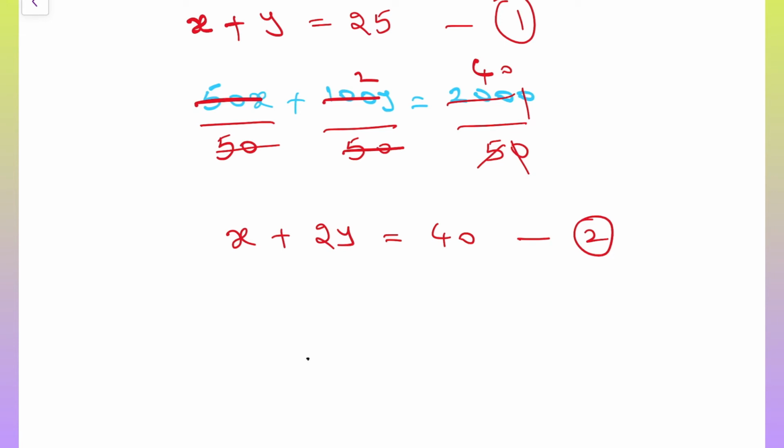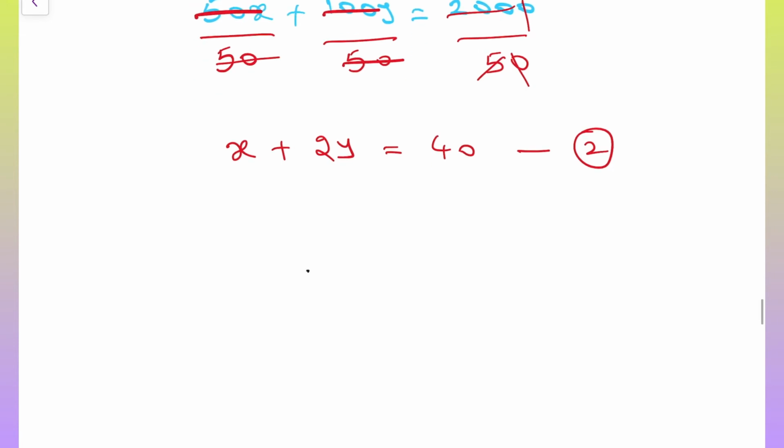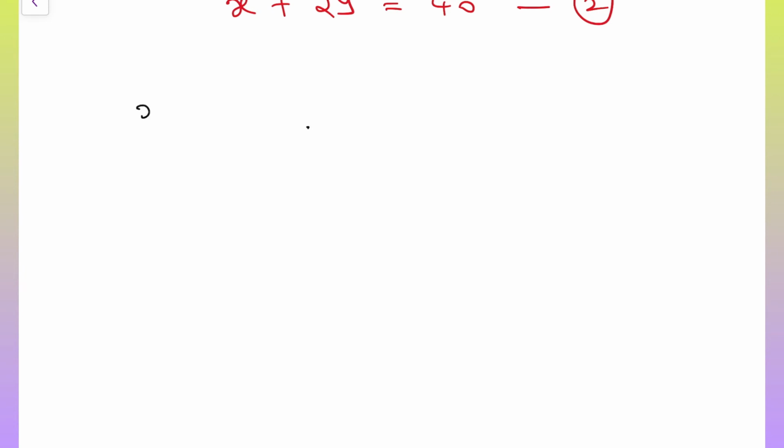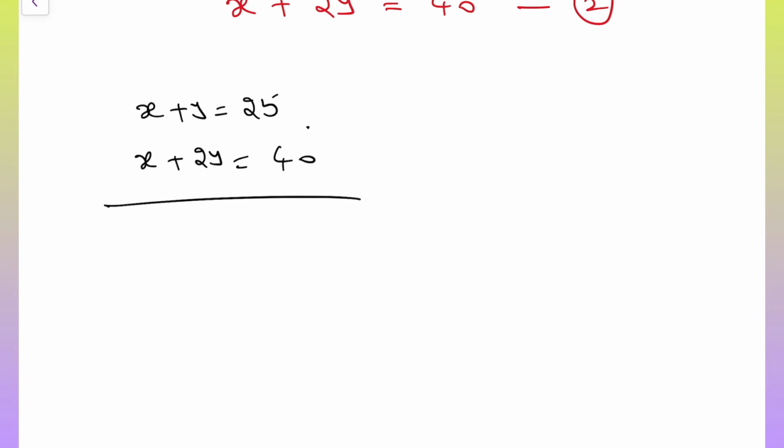So now our duty is solving both the equations. The first equation is x plus y equals 25. Coming to the second equation, x plus 2y equals 40. Here both x are plus, so I am doing subtraction. So this is minus, this is minus, this is minus. Plus x minus x cancels, y minus 2y is minus y, equals 25 minus 40, which is minus 15. The minus gets cancelled, then we remain with y equals 15.